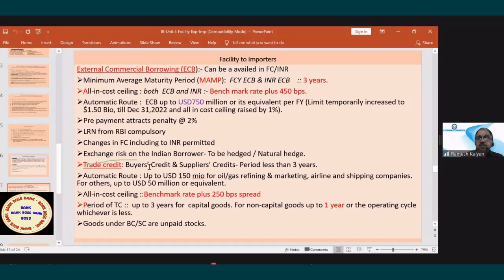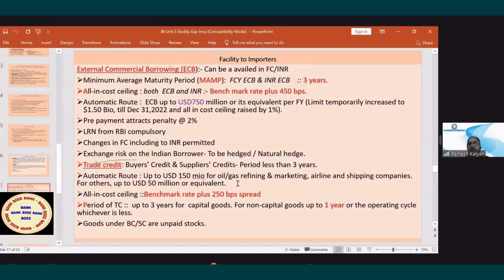And trade credit is buyer's credit and supplier's credit. The maximum period is 3 years. But normally the buyer's credit and supplier's credit will be only for a short period, 6 months. And buyer's credit and supplier's credit, both are credit that is availed from the overseas bank. The difference is only in respect of who is arranging the credit.